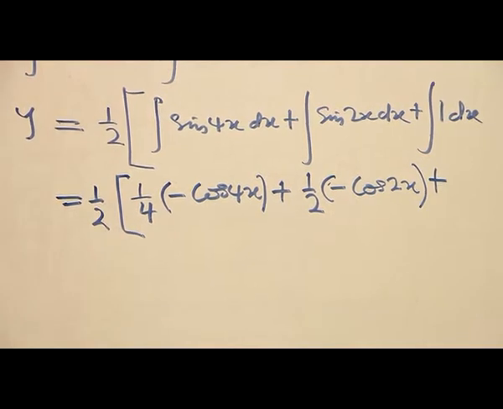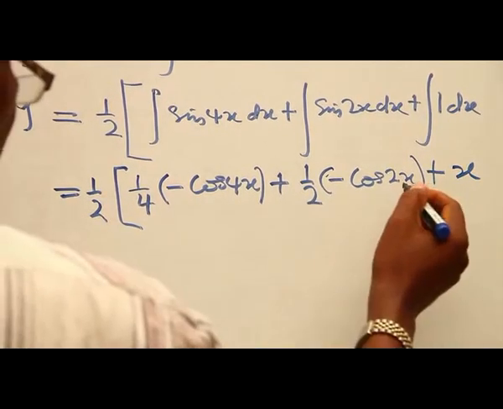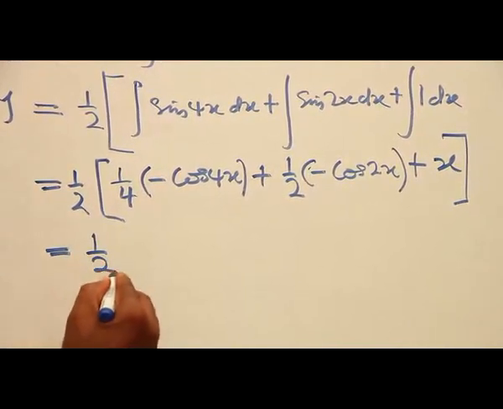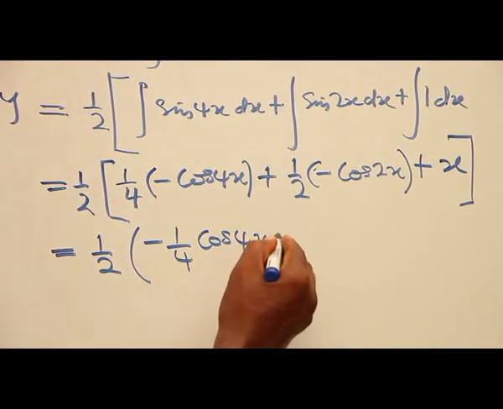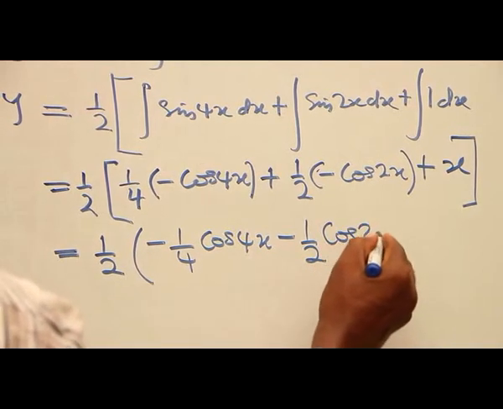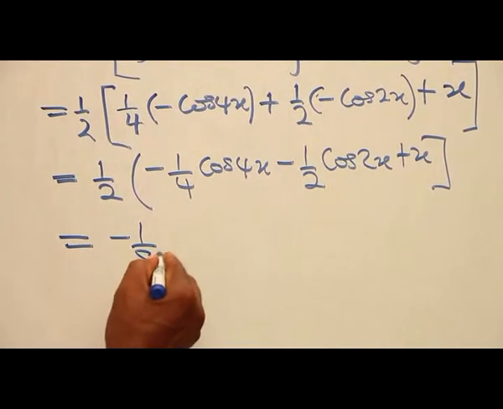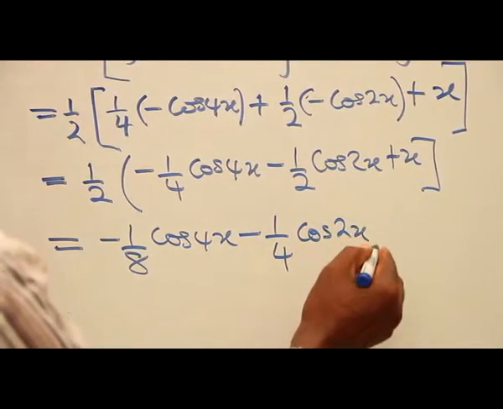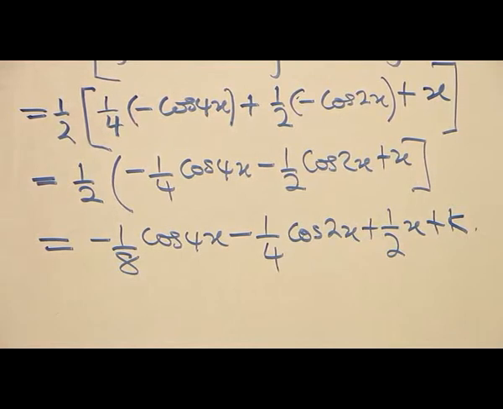1 there means s raised to power 0. And so if you integrate ds, what do you have? You have the value s. So as far as this case is concerned, everything here is under the square bracket. So we simplify this as half into minus 1 over 4 cos 4s minus 1 over 2 cos 2s and then plus s. So multiplying through by half, we have minus 1 over 8 cos 4s and then minus 1 over 4 cos 2s and then plus half of s plus the constant of integration. You will find the value of our y. So our y is equal to that.